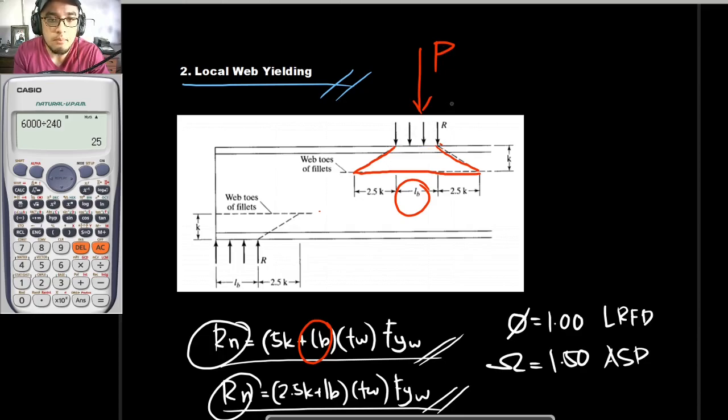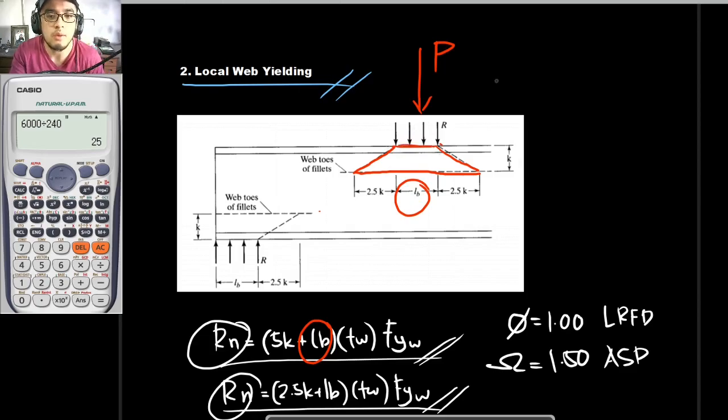So for example, sobrang bigat na tao yan. Example lang to pero hindi ito yung case. Then yung paa niya, let's say 1 foot. So 12 inches. Yung LB nyo is 12 inches. Basta kung ano man yung length na kino-cover ng inyong point load.